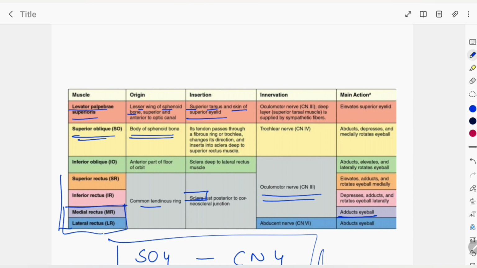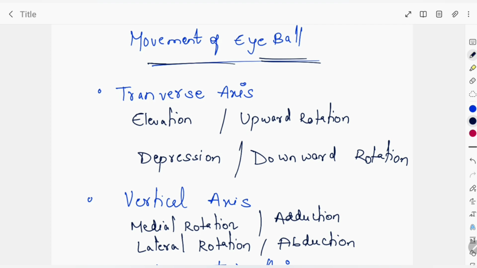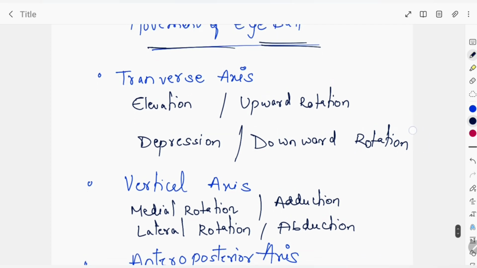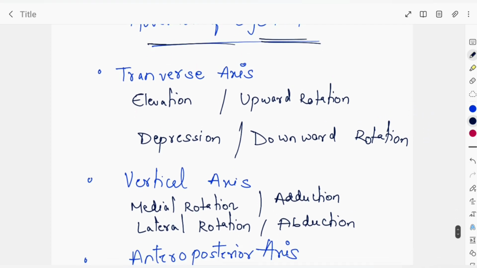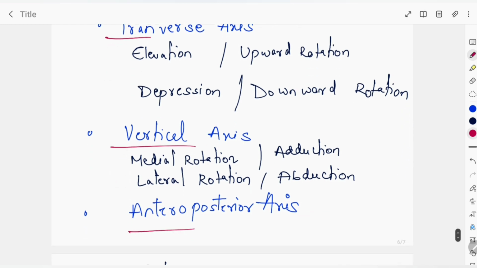Starting from the levator palpebrae superioris, its action is to elevate the superior eyelid. That is the only action it has. For understanding the actions of all the muscles, we have to understand the movement of the eyeball. There are 3 axes on which the movement of the eyeball occurs. The first is the transverse axis, the second is the vertical axis, and the third is the anteroposterior axis.